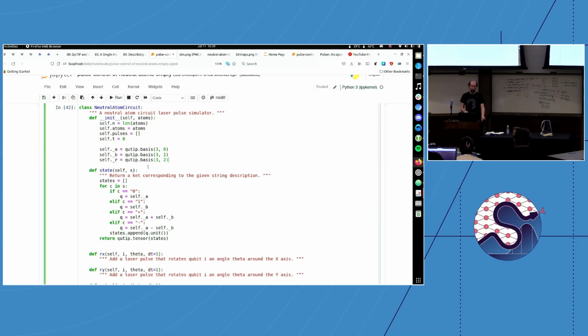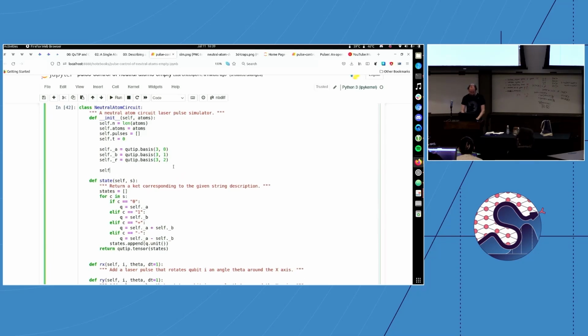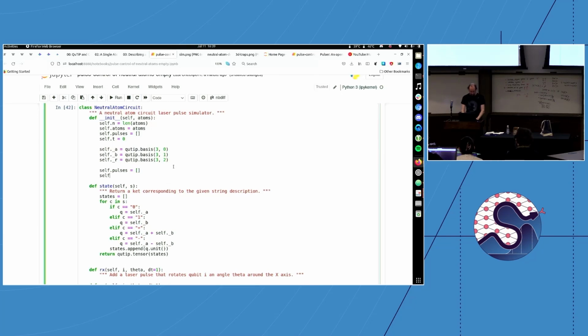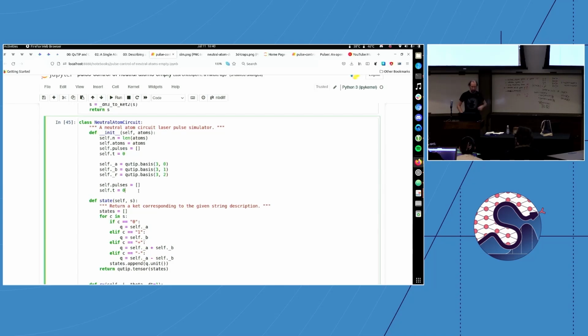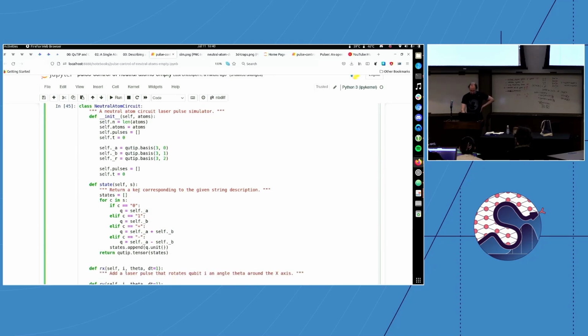So we know that our circuit is going to essentially consist of a list of laser pulses that are going to be fired. So we can do self.pulses equals just an empty list. And then, for convenience, not wanting to keep track of exactly what time every pulse needs to start, we'll just send the pulses in one after each other. So we'll just keep track of the time when the last pulse ended. We'll call that t, and initially it'll be 0. Okay, great.